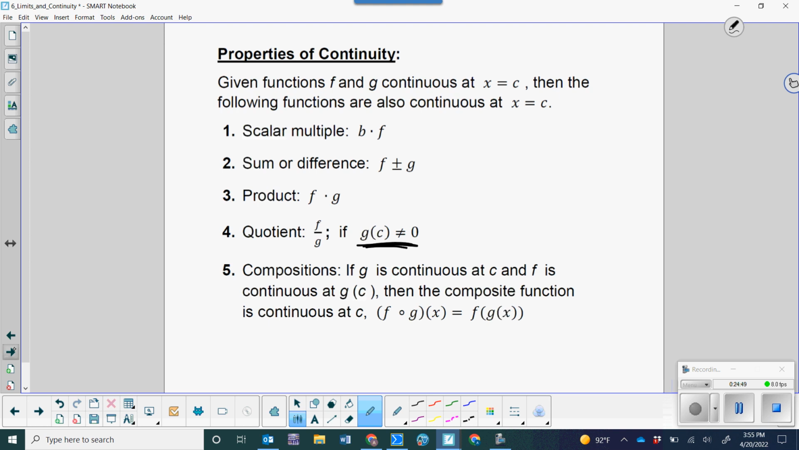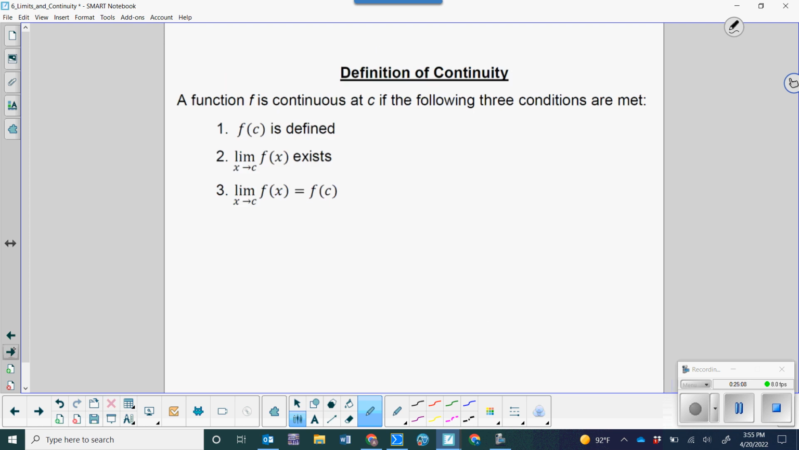And then composite functions would be continuous in a little bit longer way to talk about it, so we can just talk about those when those composite functions come up, as long as certain things happen. Okay, so that's a little bit more involved. All right, so again, here's your definition of continuity.